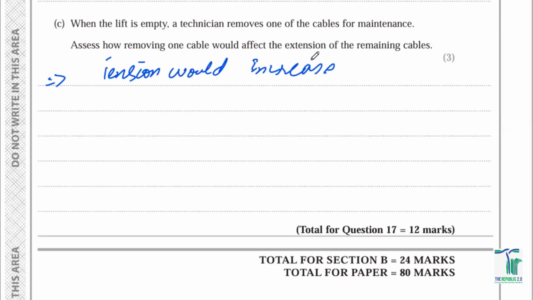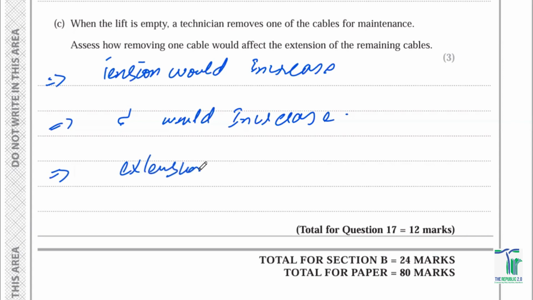And as the tension is going to increase, what does that mean? The forces have been increased. So what does that mean? That the stress would increase as well. And as the stress increases, the strain of each cable would increase. So the extension would be greater. So you would be having a greater extension by having a higher stress as well. So that is what we're going to do.